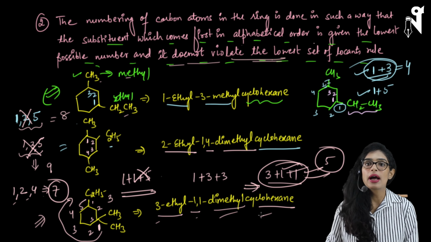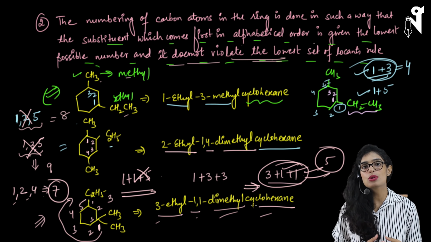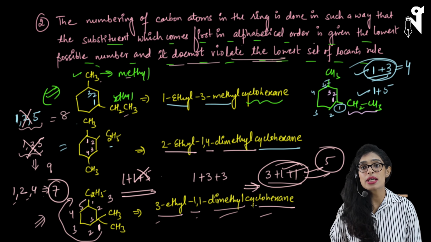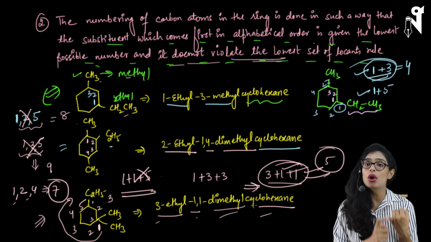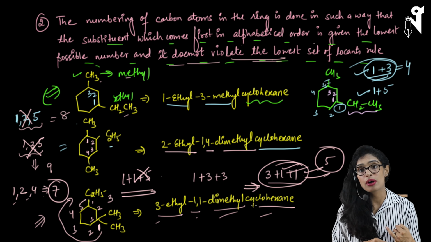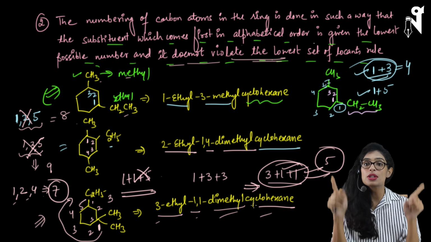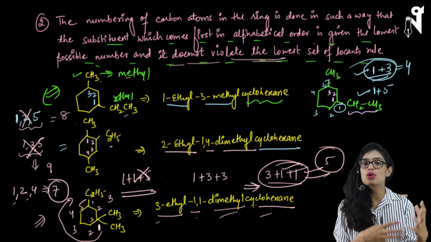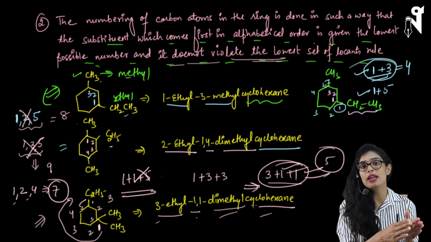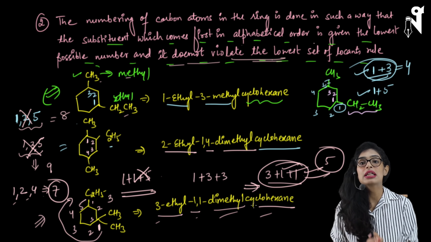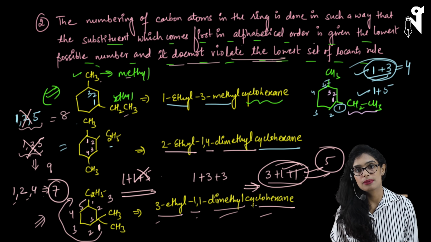These are important, and the more questions of this type you do, the more clarity you will get. Here again, let me emphasize one thing. Alphabetical order of substituents is important, but lowest sum is more important. Your substituents should get the lowest sum first. Their positions sum should be lower, and then you will find out what lowest possible position you can give to your alphabetically first substituent. Okay.